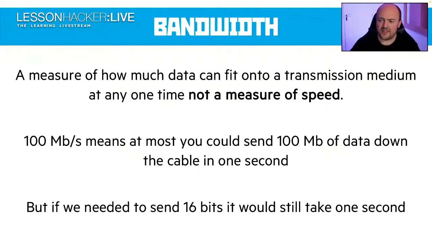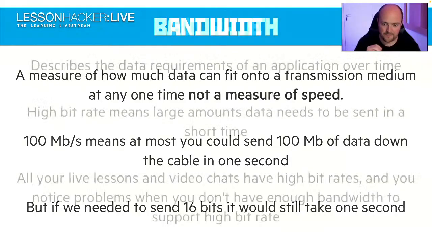First thing, bandwidth. That's how much data can fit onto a medium, not a measurement of speed. Never say it's a measurement of speed. It's how much data can I put onto something in one go. 100 megabits per second means at most you can send 100 megabits of data down the cable in 1 second, but it's not necessarily always 100. If your system's working well, great. If not, tough. If we need to send 16 bits, it's going to take 1 second, no matter what's going on there. That's a bit of a lie there. The layer structure of networks, which you need to know about, deals with that in a better way.